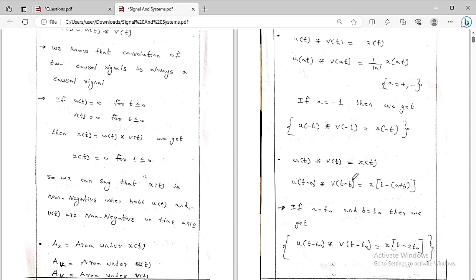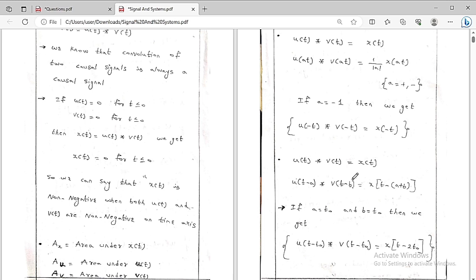The convolution of two causal signals always gives a causal signal. What is the meaning of a causal signal? f(t) is equal to 0 for t less than 0. Then that is called a causal signal, also called a right-sided signal. Whenever you do the convolution of two signals, the area of the resultant signal is the product of the individual signal areas.